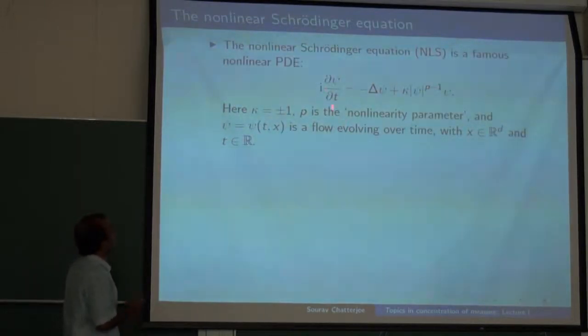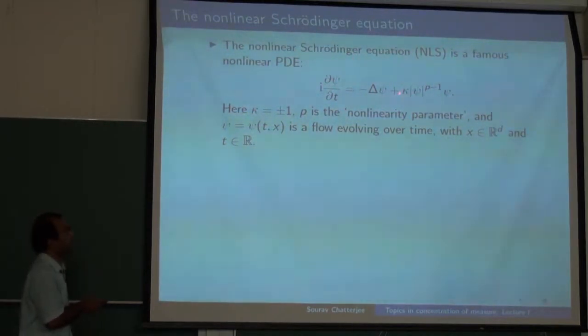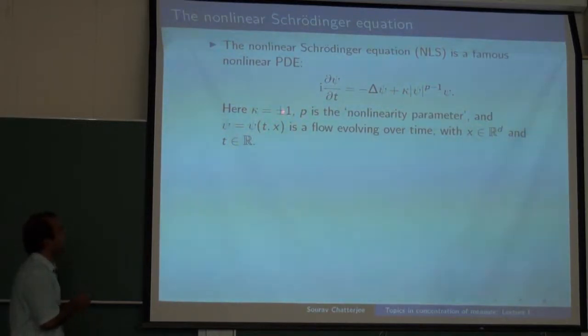Okay. A slightly more complicated example is a very well-known nonlinear PDE. It is the nonlinear Schrodinger equation, where you have the ordinary Schrodinger equation plus a nonlinear term. Okay. So here kappa is a parameter which is either +1 or -1. p is called the nonlinearity parameter. Psi is this flow evolving over time, where x is a space variable and t is a time variable. Okay. So that's the nonlinear Schrodinger equation.